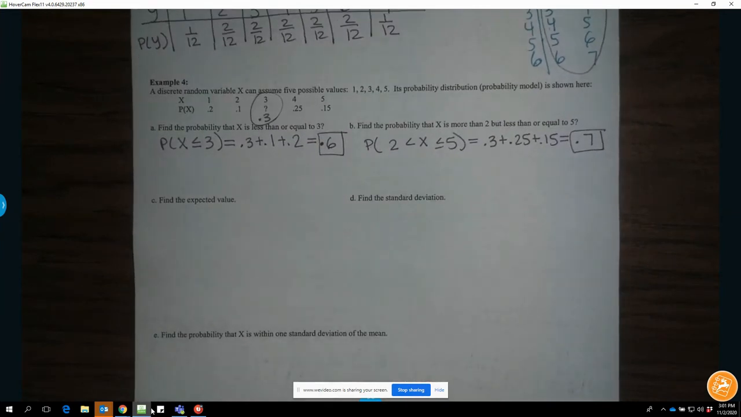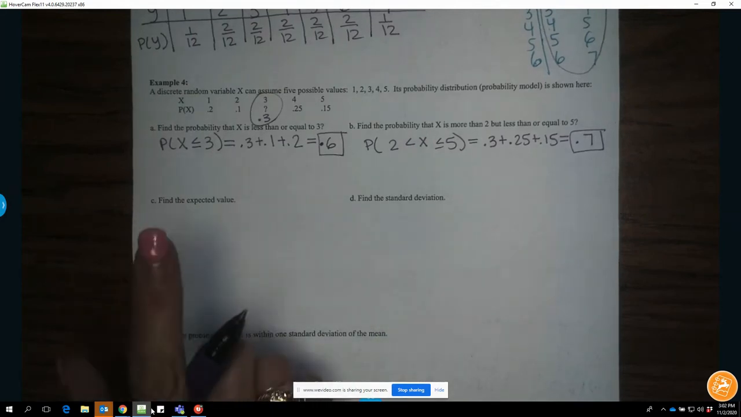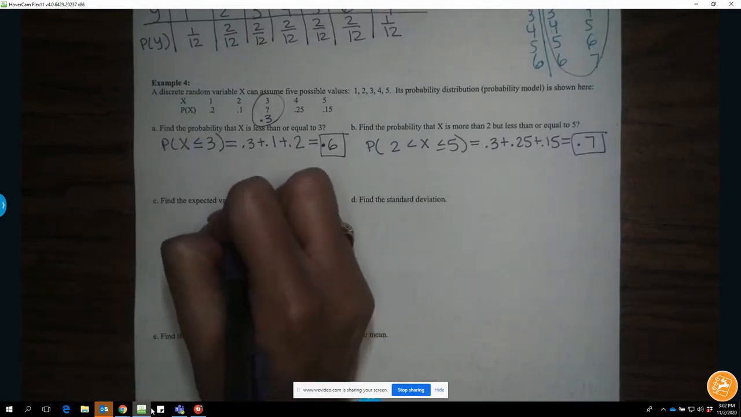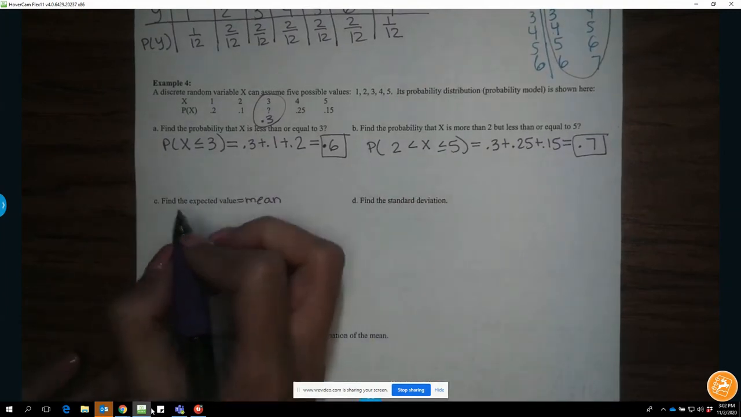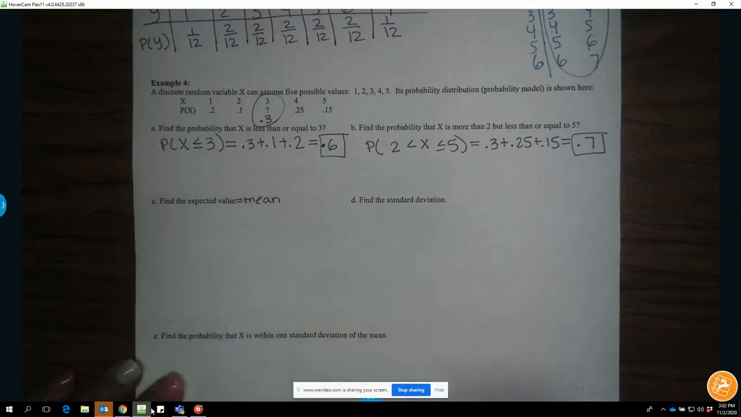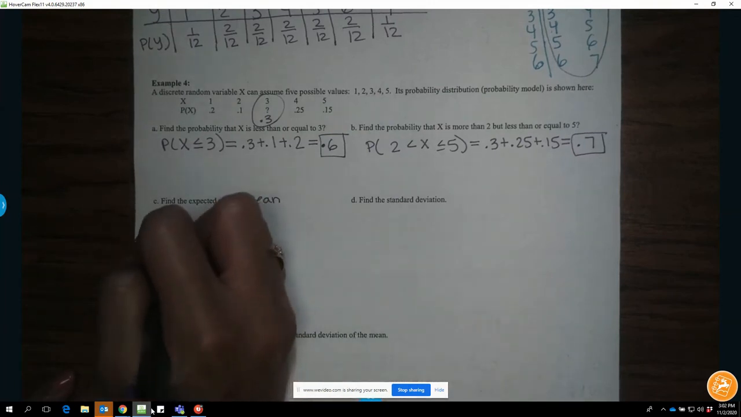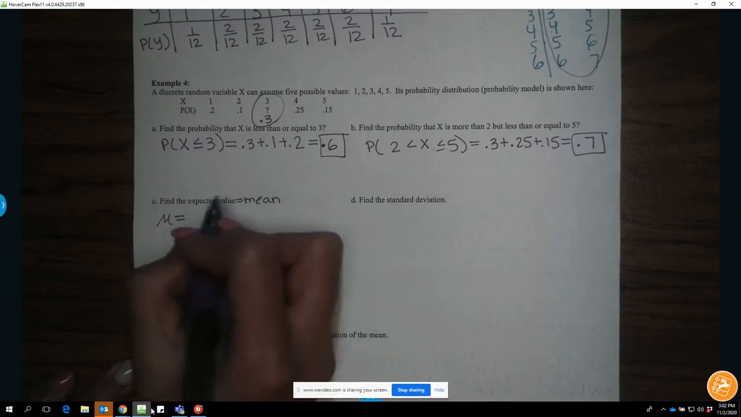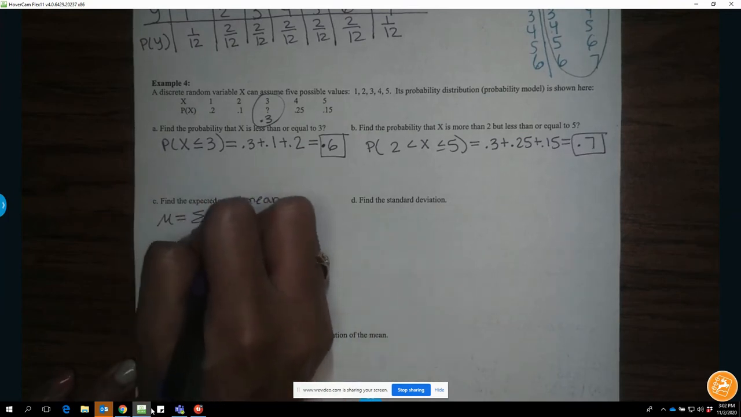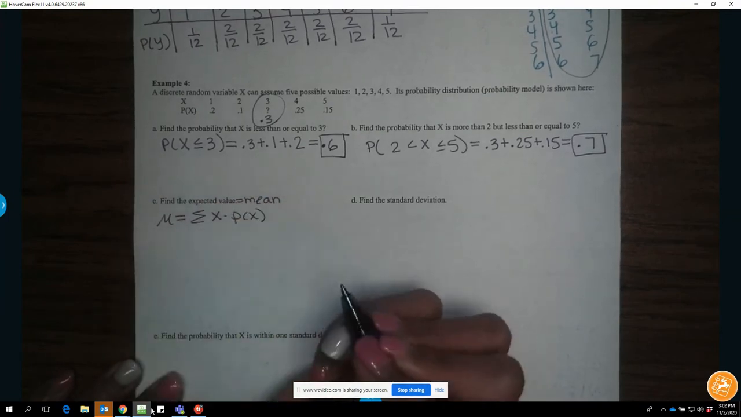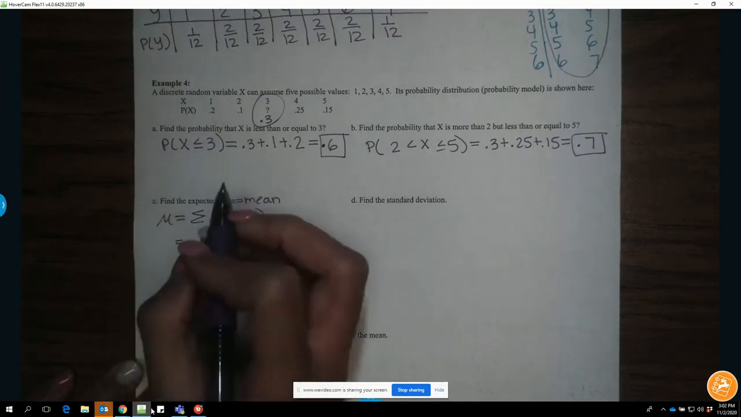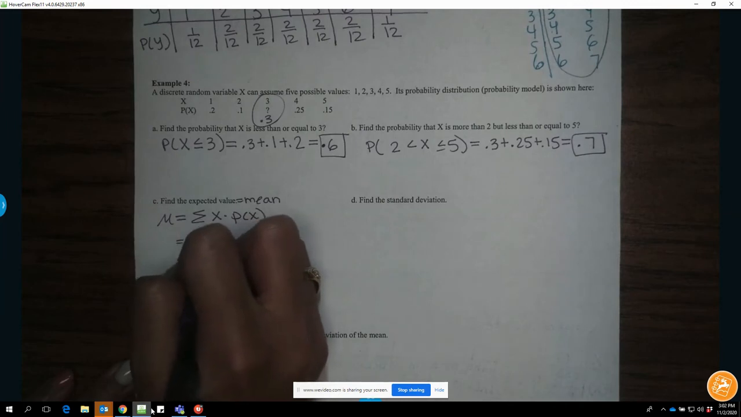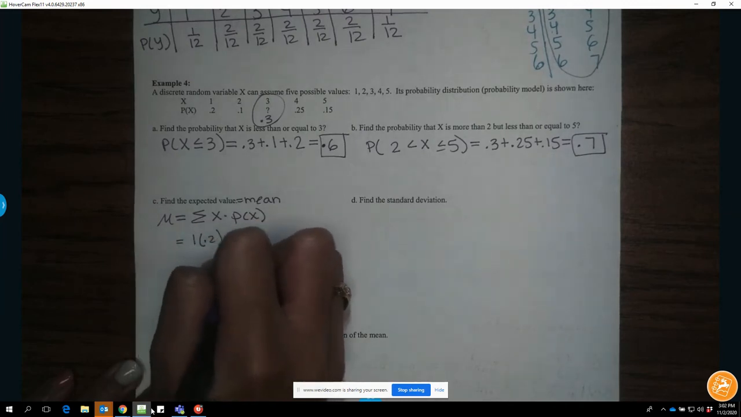Okay, letter C and D is just what I did on example 1. You have to find the expected value, which is the same thing as the mean. And then you have to find the standard deviation. Now, technically, you're supposed to show all of your work, including the formula. So the formula for the expected value, the mean, is always the summation of x times p of x. And now you're supposed to show your work. So x is 1 times 0.2 plus, we're just going to do dot, dot, dot.